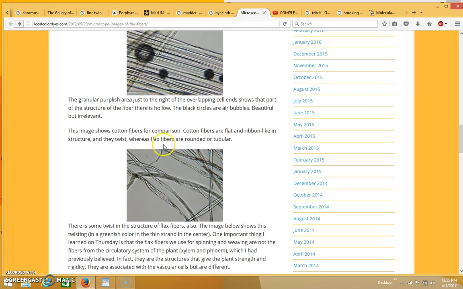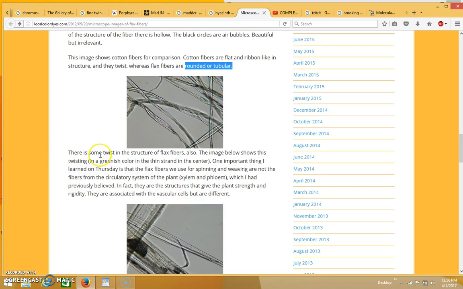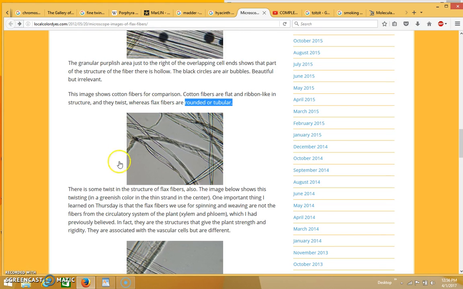And then this is a comparison with cotton fibers, and it's saying that they're flat and ribbon-like, whereas the flax fibers are rounded or tubular. And then it says there is some twist in the structure of flax fibers also. So this is more of an exact match of what the DNA would look like, more so than the cotton fibers since they're flat. But the flax fibers are rounded or tubular.